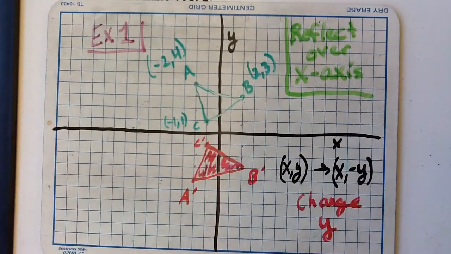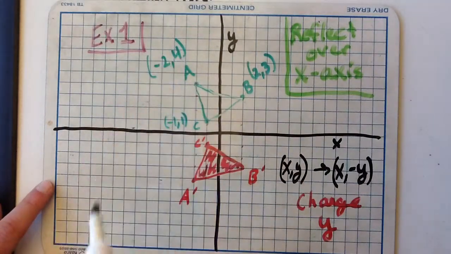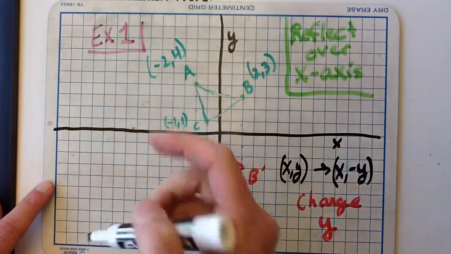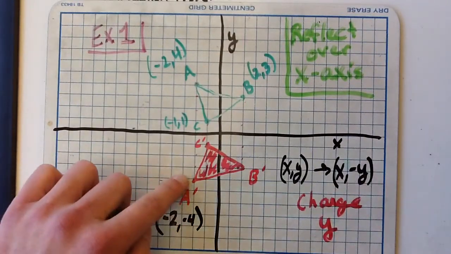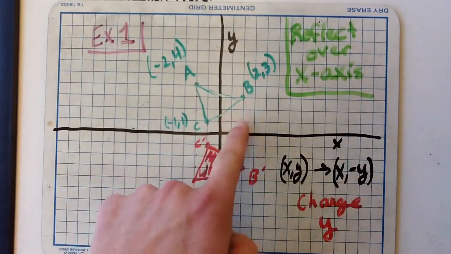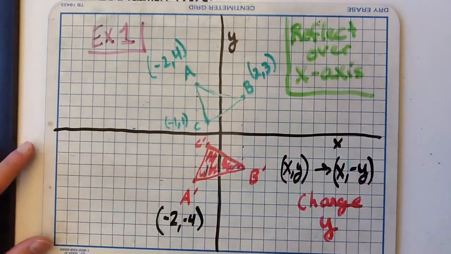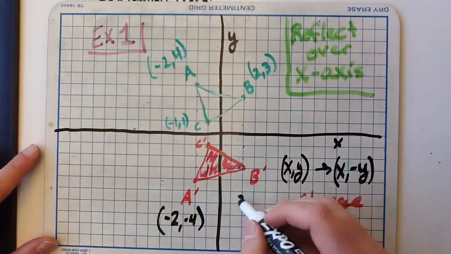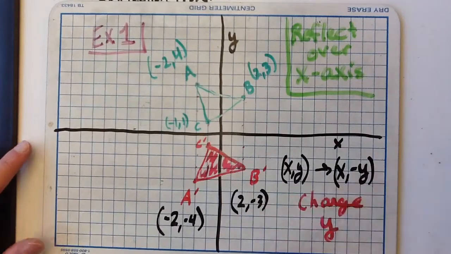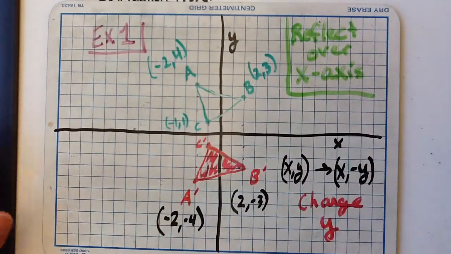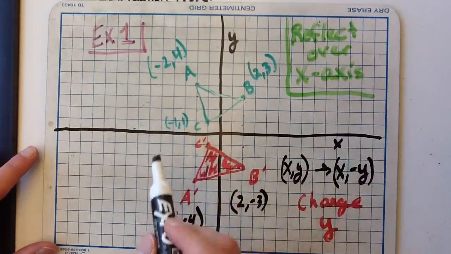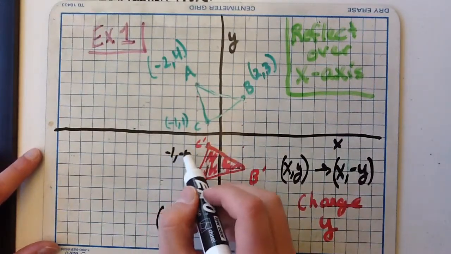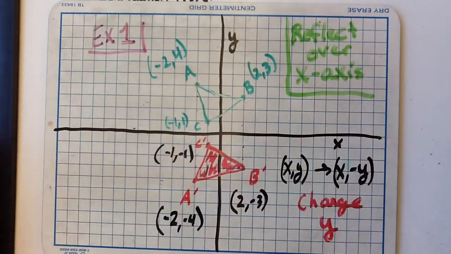Okay, so if we go through and look at each one of these, like A was negative 2, 4. So if we change the y, it's negative 2, negative 4, and that's where A prime is. For B, the point was 2, 3. So if we change y to negative, it becomes 2, negative 3. That's the ordered pair for B prime. And then for C, C was at negative 1, 1. And so if you change the y, it becomes negative 1, negative 1. And that's where C prime is.